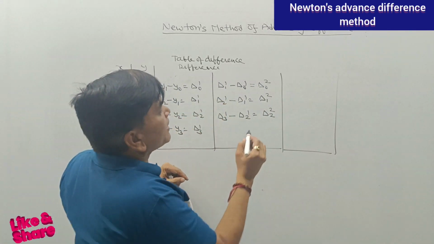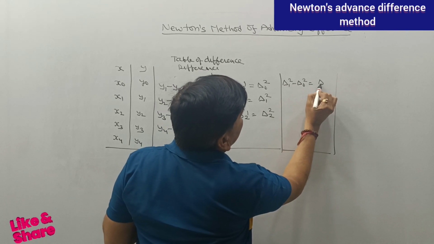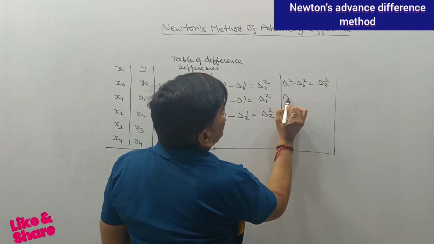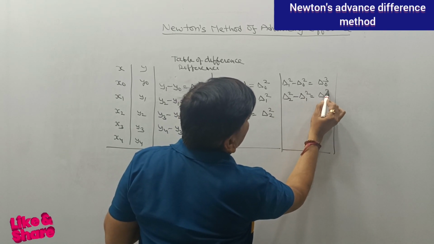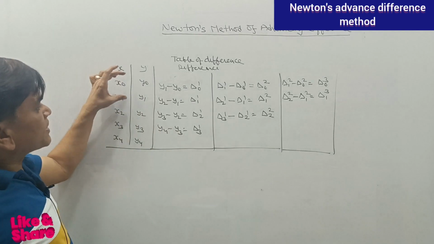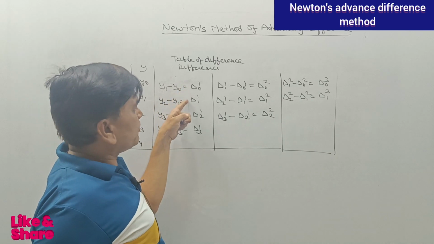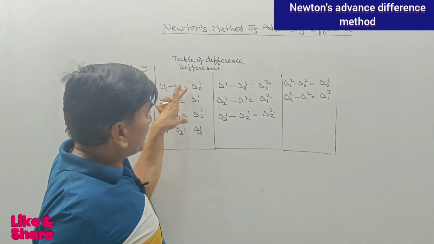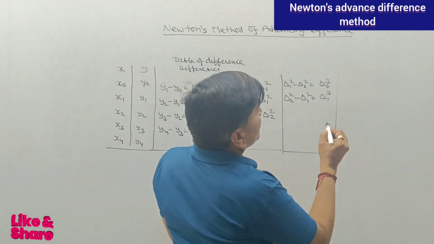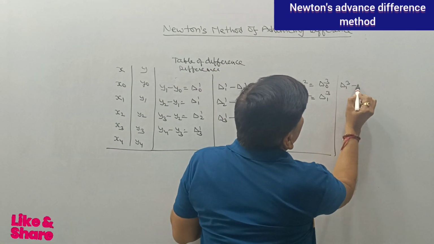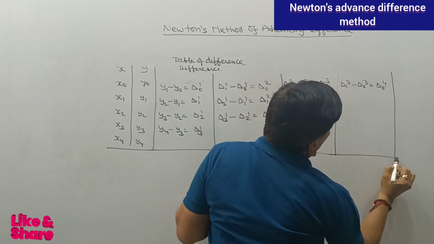For the third difference we have delta 1 2 minus delta 0 2, that is delta 0 3, and delta 2 2 minus delta 1 2, that is delta 1 3. So the very first 5 was there, getting the difference it comes to 4, then the difference of 4 comes to 3, then the difference of 3 comes to 2, and the last one, delta 1 3 minus delta 0 3, will be delta 0 4. So the complete difference is over there.